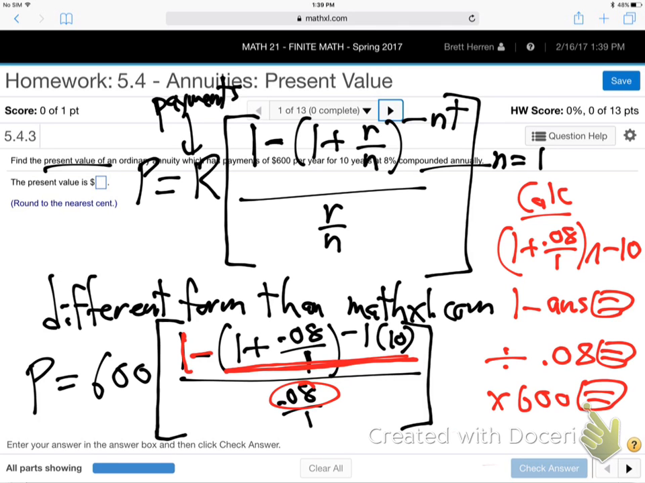See, 1.08 to the negative 10, equals, 1 minus answer, equals, divided by 0.08. That time I got 4,026? Weird. Weird that I got such different answers. They want the nearest cent.